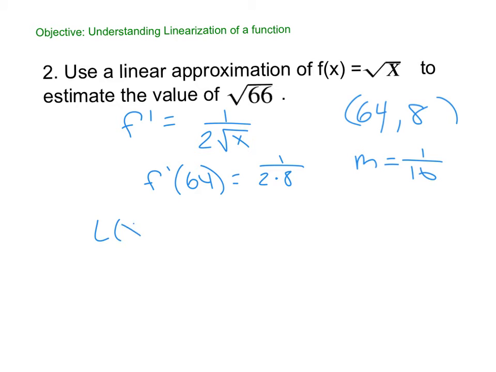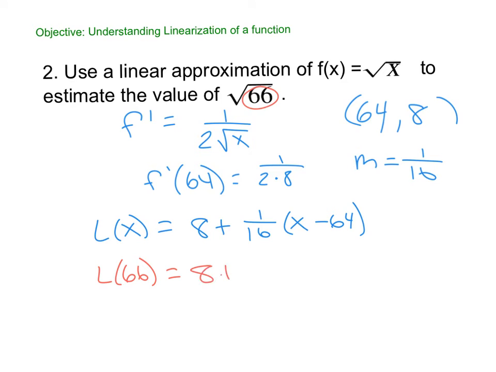So L of x is my y value, 8, plus my slope times x minus 64. So now let's plug in that 66 and let's see what we get. 8 plus 1 over 16 times 2. That's 8 plus an eighth.